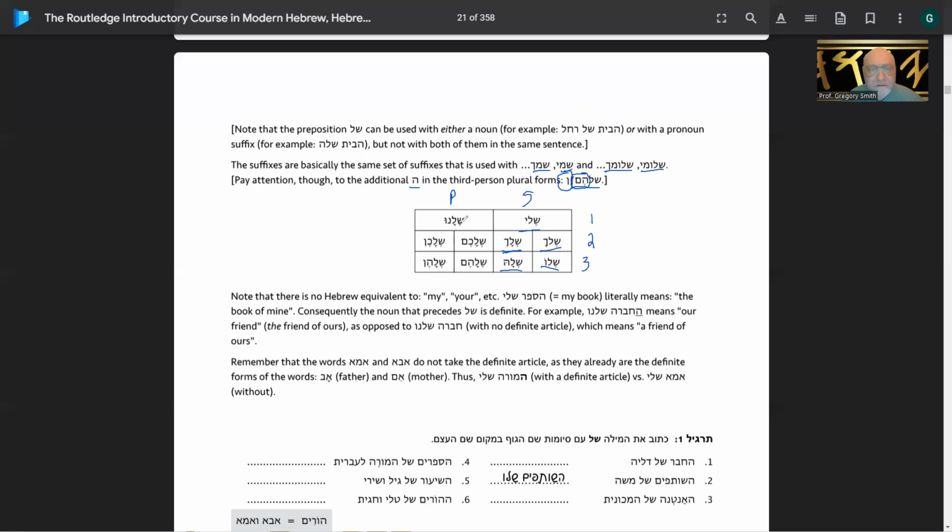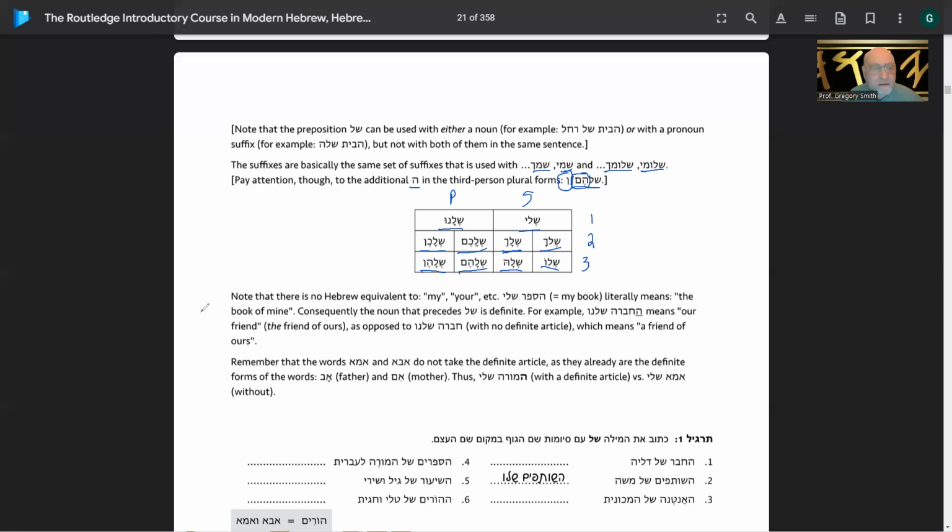Okay, and so shelanu would be like belonging to us. That fits with anachnu. And then shelachem would be like belonging to you all. I think that's the second person plural. And then shelachen would be like, well, that fits with atem, you all feminine plural. And then shelahem, belonging to them, and shelahen, belonging to them, female plural.